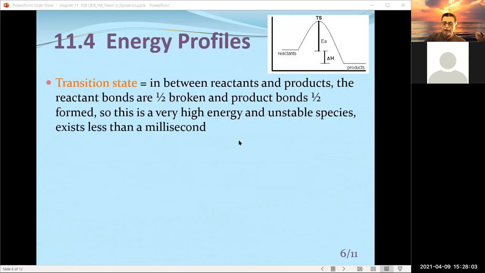Now, we have this transition state, and we have really 1, 2, 3, 4, 5 things to put on the diagram here. All right, so first things first. If I were to follow a reaction, I can measure the energy of the reaction, have a graph, and I can plot the data.